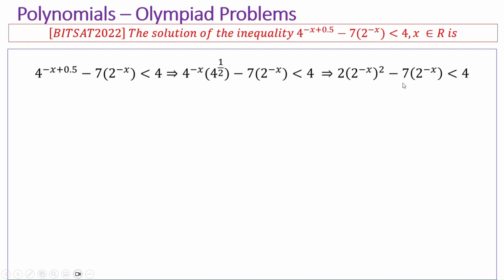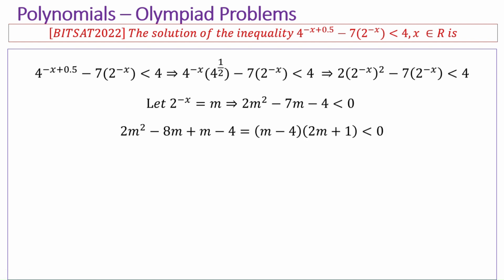Okay, then minus 7 into 2 to the power of minus x less than 4. Now if I call this some a or b, then it will become a square minus 7a, which is a quadratic inequality, what I will get here, right? So let 2 power minus x equal to m. So the equation becomes 2m square minus 7m minus 4 is less than 0.